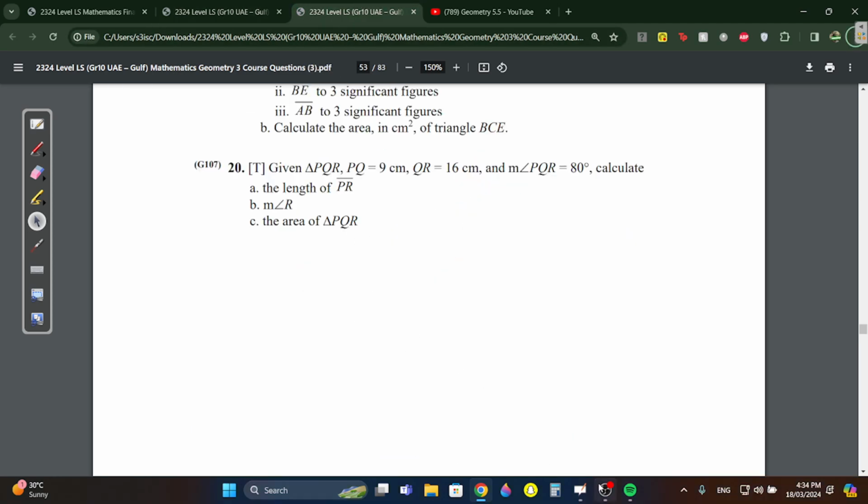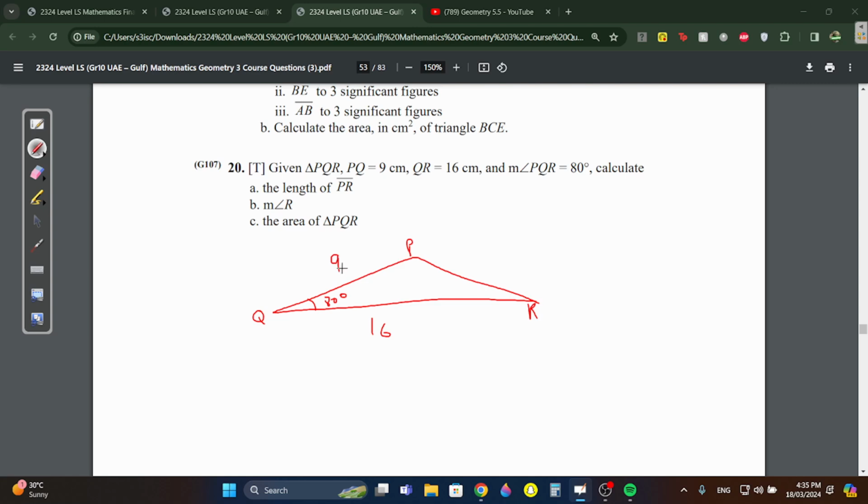Okay, question 20. It's very easy. Triangle PQR, PQ equals 9, QR is 16, and angle PQR is 80 degrees. Let's draw it. This is Q, this is R, and this is P. This angle here is 80 degrees. QR is 16, PQ equals 9. How do you find PR?